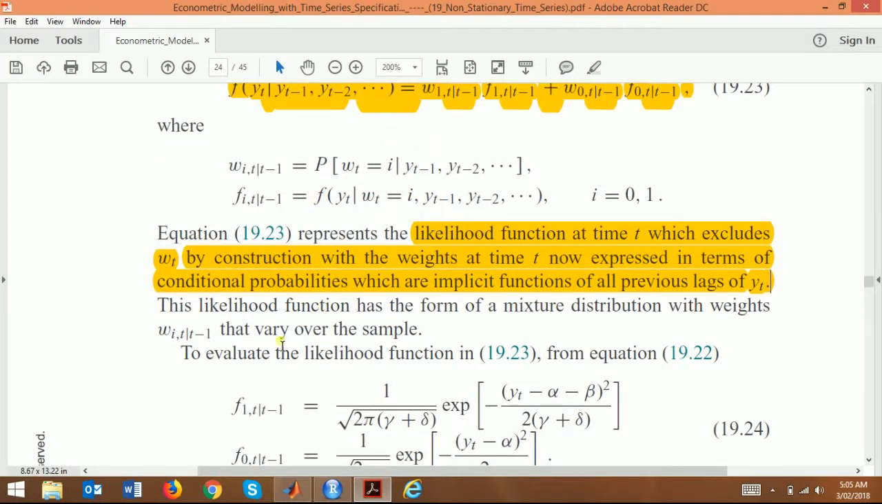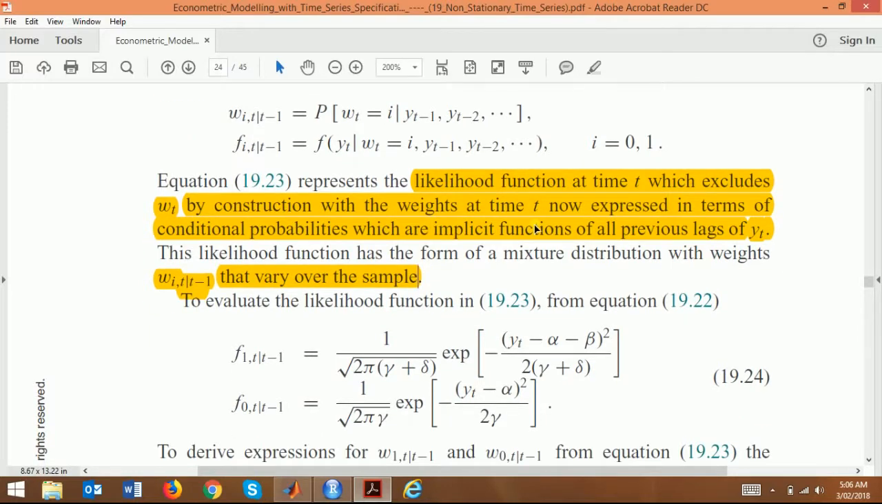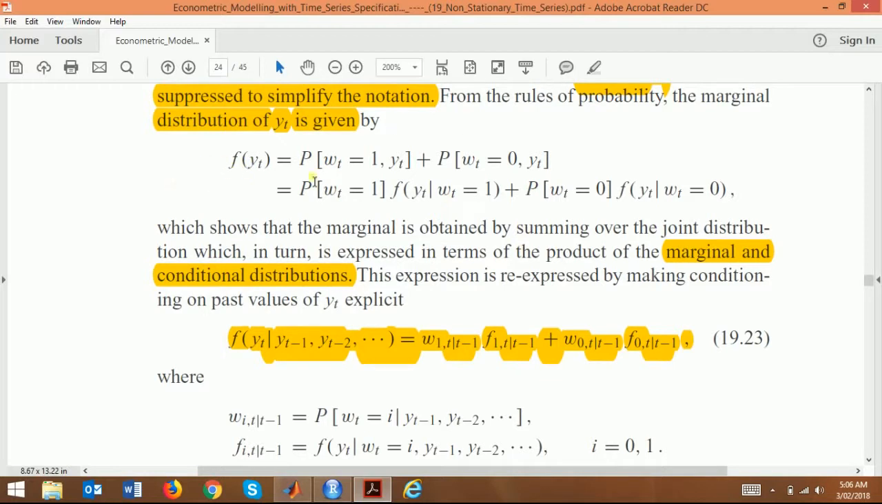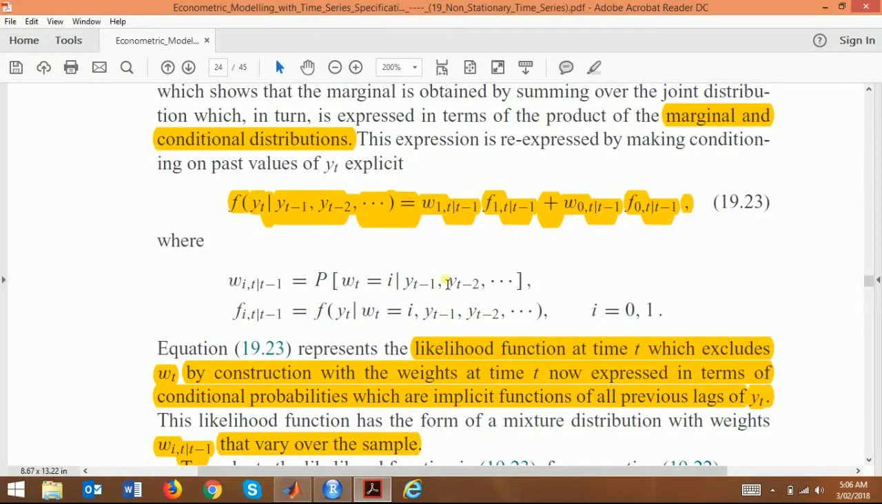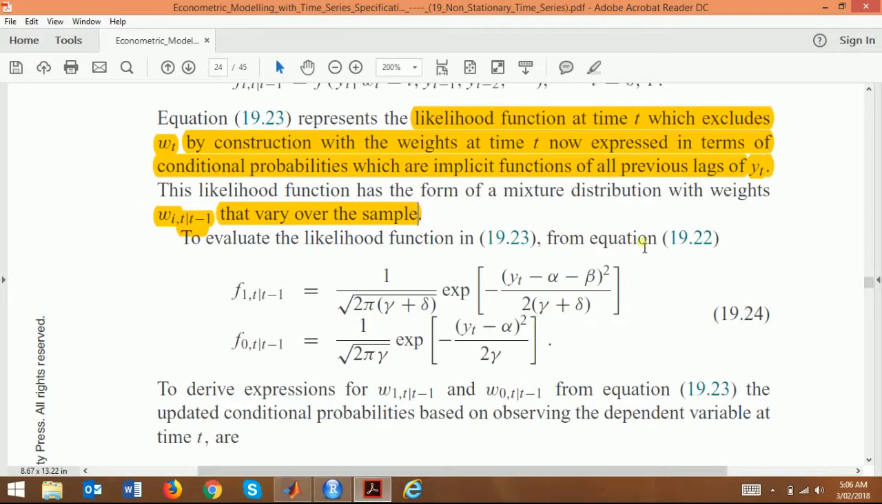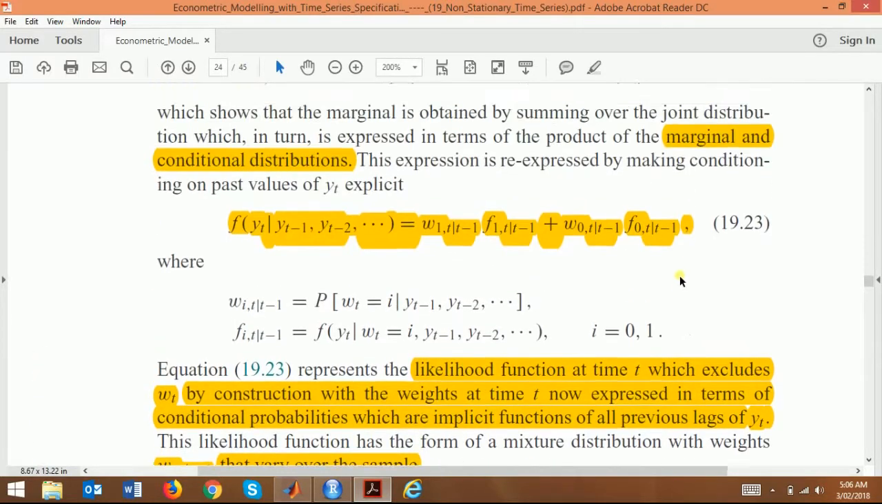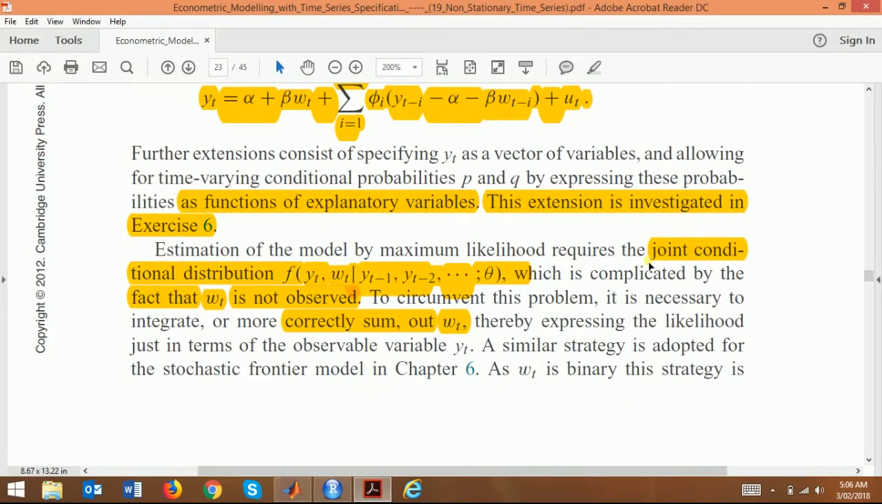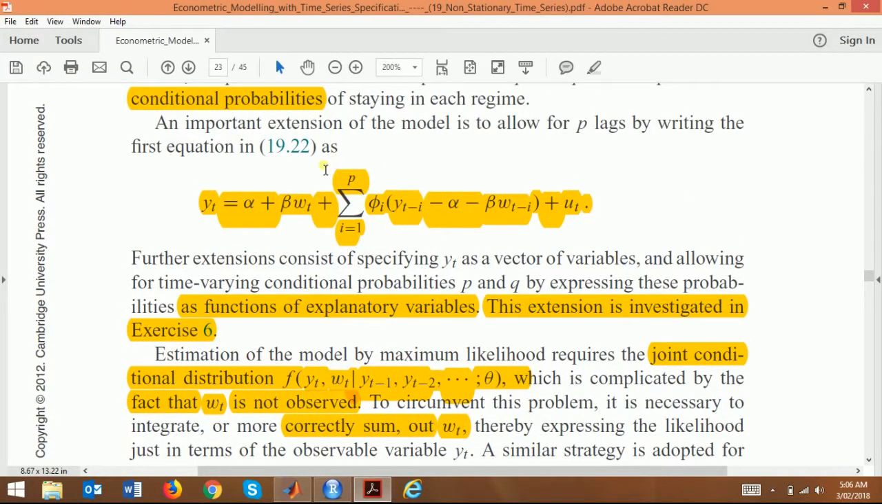Now this likelihood function has the form of a mixture distribution with weights that vary over the sample. So we basically summed them over, and the actual function is split into a summation of two weighing functions, and we are concentrating out somehow, we'll see, to evaluate the likelihood function. The equation in 19.23, in equation 19.22, to evaluate the likelihood function in the first equation.